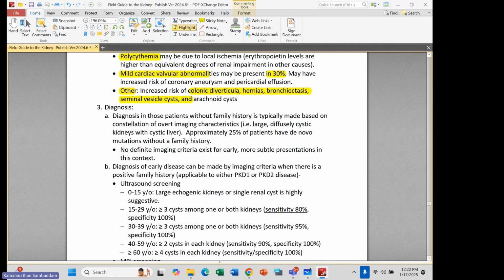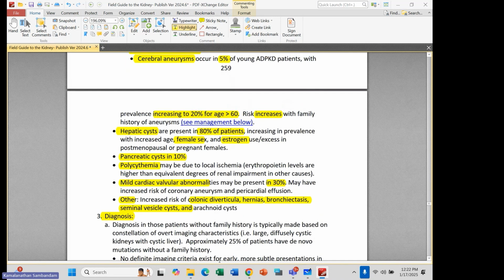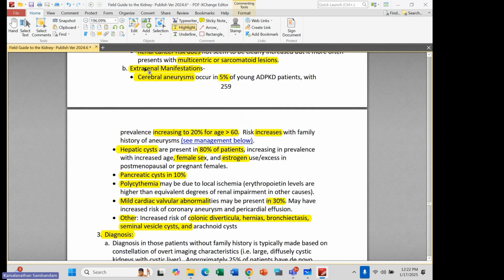These are arachnoid cysts. Now, again, the most relevant one here is cerebral aneurysm. So when you're asking in your review of systems of a PKD patient, you should certainly be inquiring about any CNS symptoms, double vision, headaches that are not explained, and anything that may be consistent with a potential aneurysm.